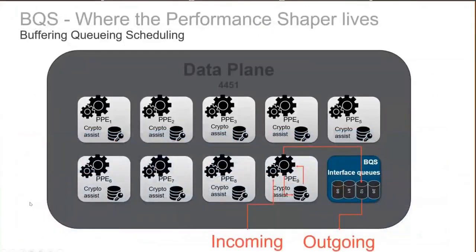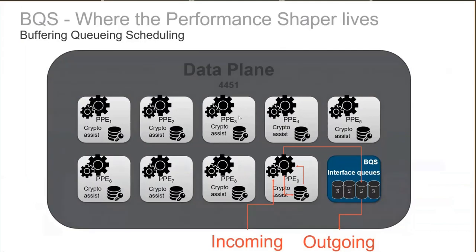So again, similar to the ASR1K packet flow mechanism, the incoming packets will be sent to any of the PPs here. Once they are processed, they'll be put back into BQS, and the outgoing interfaces will be selected, and the packets will be sent across those particular ports. So the BQS is the same. The QFP is the same functionality as in ASR, but this is where the performance shaper lives.